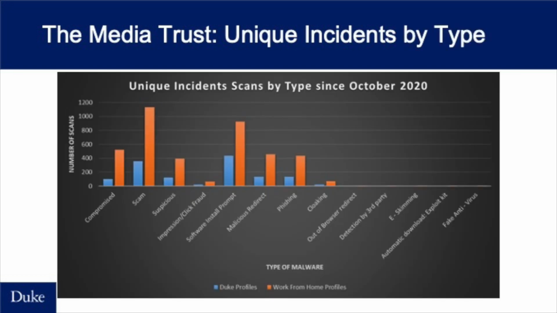Finally, for our unique incidents by type, you can see that scams have skyrocketed, especially for our work from home profiles, as well as our software installed prompts. You can also see what seems to be a decrease in our Duke profiles, however, it's simply because we are not counting repeated attacks on the same server.